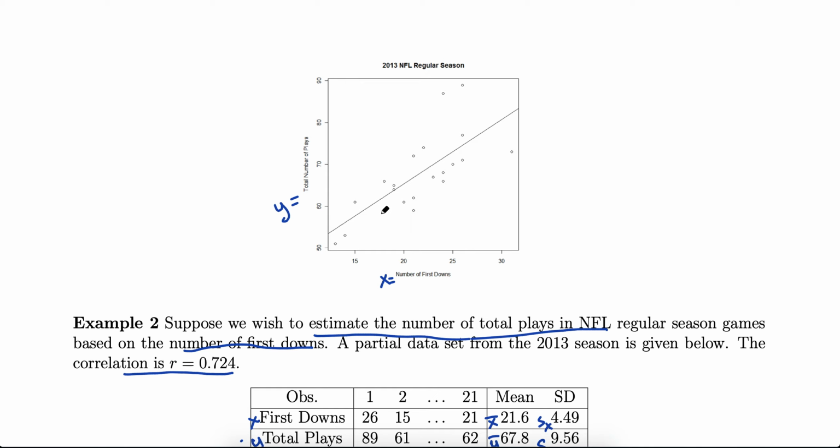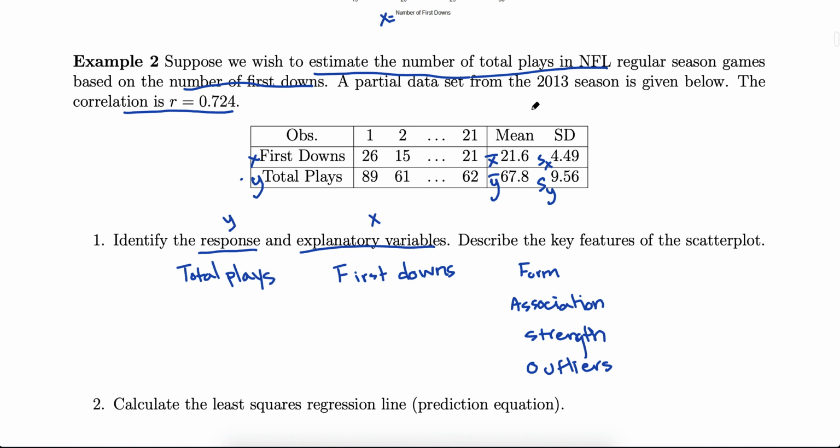So form, there's not really any strong curvature. It looks fairly linear. And it also looks like it has a positive association. As X increases, total number of first downs, total number of plays also increases. So let's jot those down first. Form, definitely linear. Association, also definitely positive.